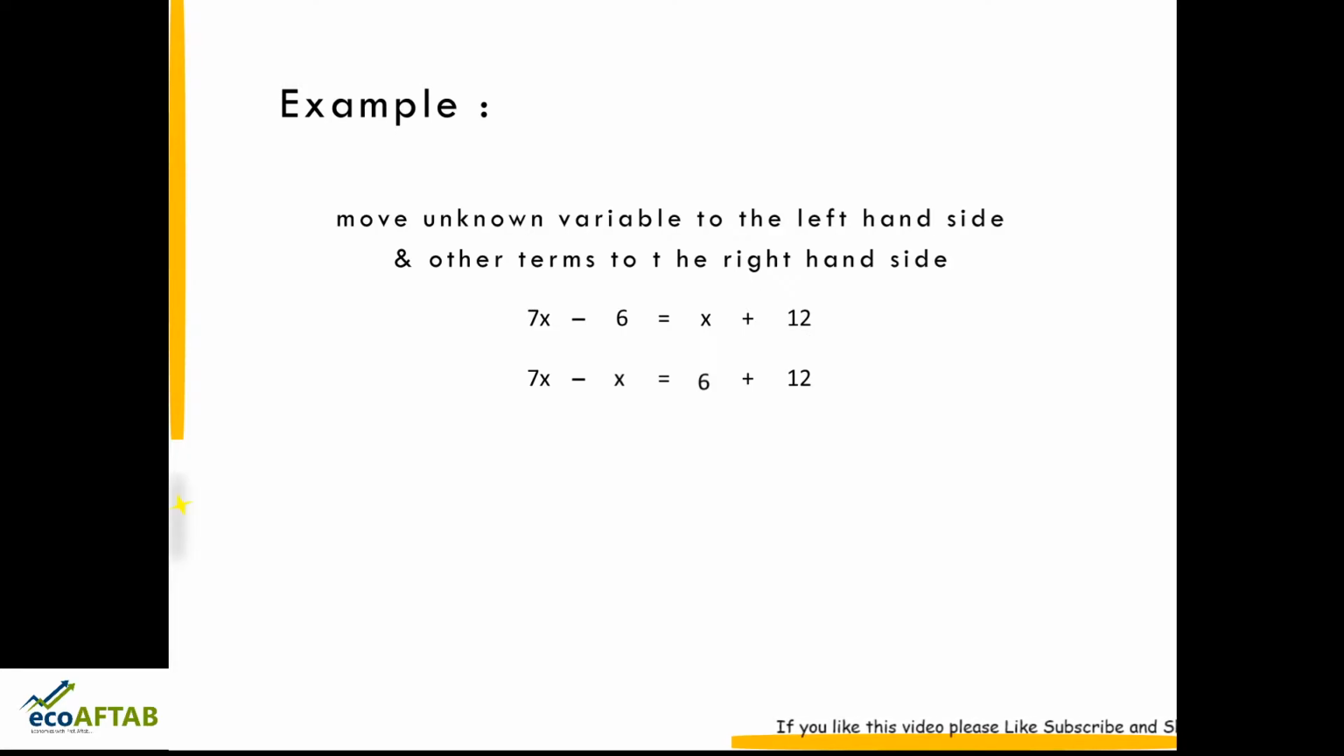If you try to solve it now, 7x minus x is equal to 6 plus 12. That is 6x is equal to 18. And now when you want to solve this 6x, you want to know what is x. The further solution is 6x is equal to 18. Here we will move 6 to the right hand side. So it becomes x is equal to 18 by 6, or x is equal to 3. This is the way to solve a linear equation by moving the positions of the unknown variables and other terms.